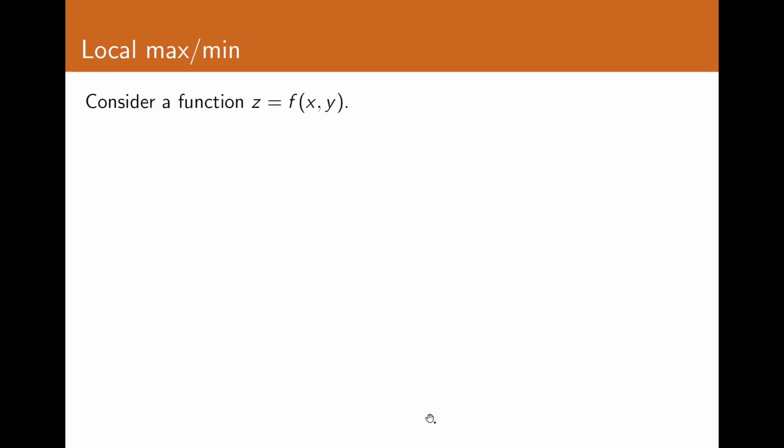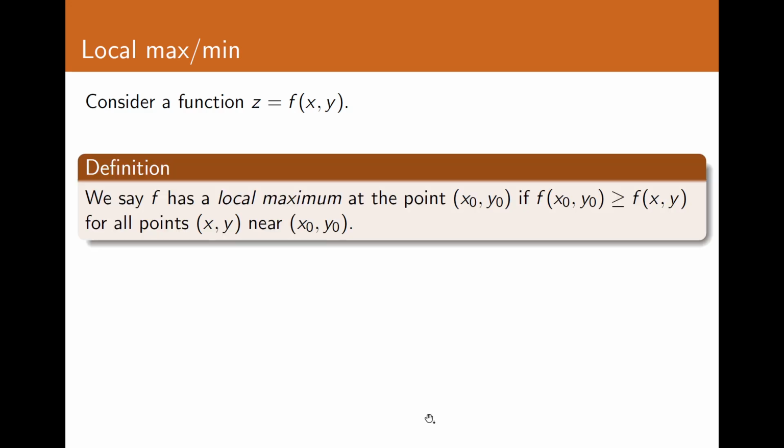So let's start with some basic definitions that are going to mimic the definitions we made for functions of one variable. So let's start off with a function z is equal to f of x, y. We say this function has a local maximum at a point (x0, y0) if f of (x0, y0) is bigger than every f of (x, y) for all points (x, y) near (x0, y0).